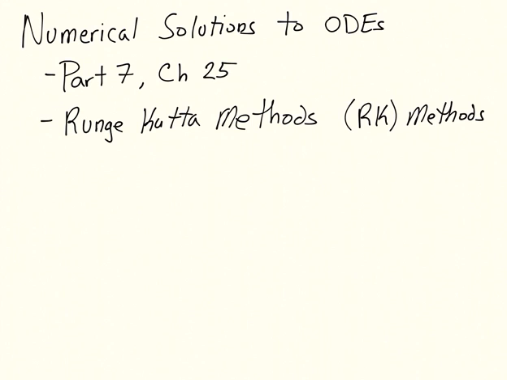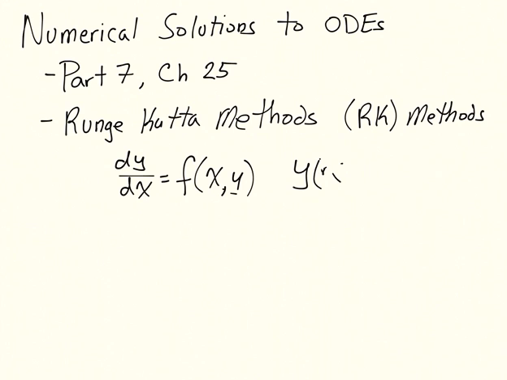Now, I mentioned Runge-Kutta methods all solve differential equations of one form. The form that they solve is dy/dx is equal to some function f of x comma y. So some function of x and y, given an initial condition y at some location, say x0, is equal to some value y0. So that's our differential equation and our initial condition.